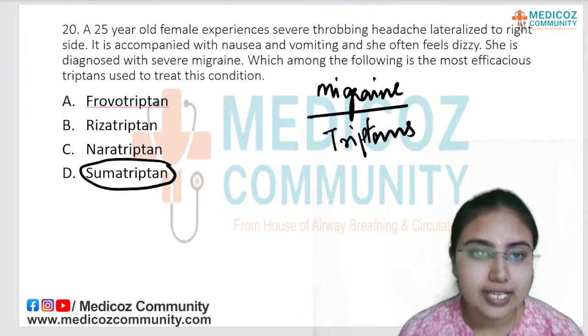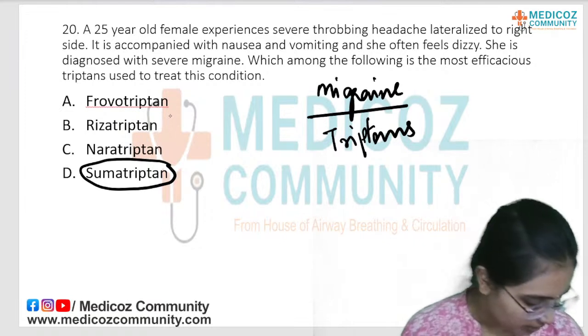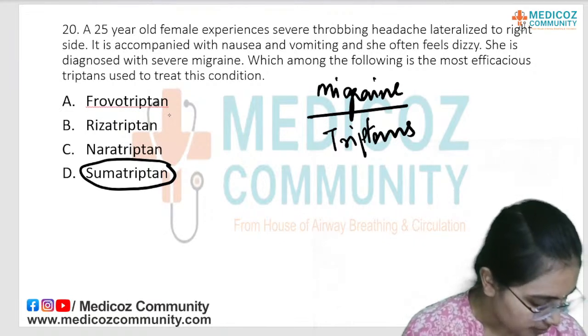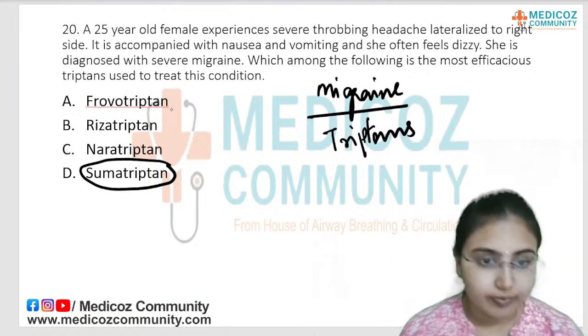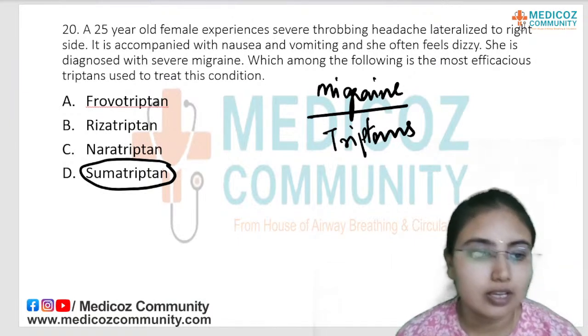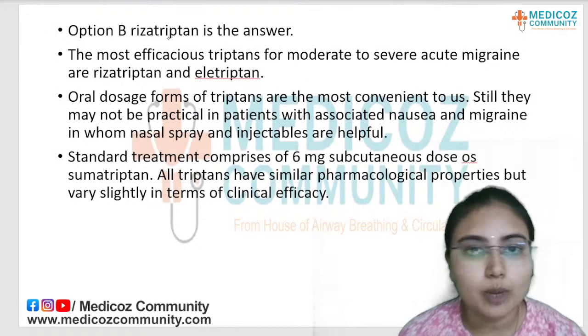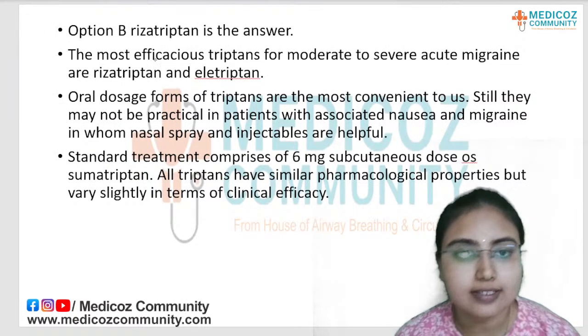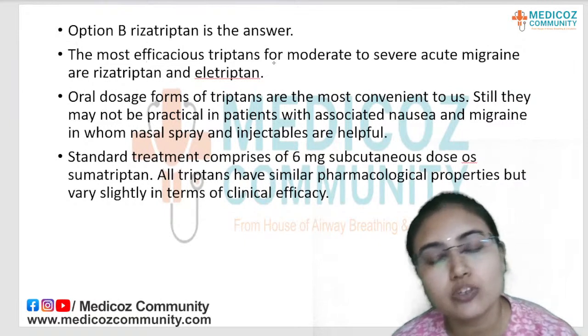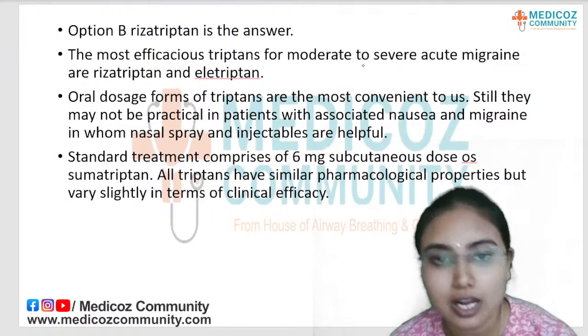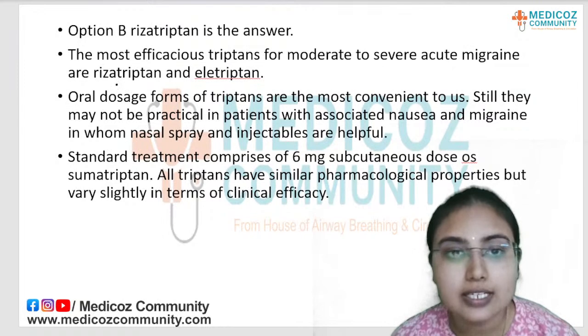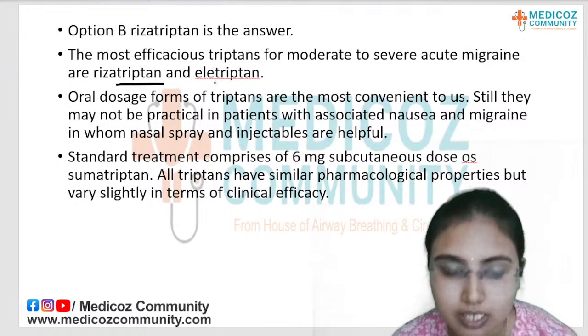Okay, Praveen Kumar says that it is B, Rizatriptan. Very good. Can anybody else attempt? Okay. So Praveen is right. Option B, Rizatriptan, is the answer. The most efficacious triptans for moderate to severe acute migraine are Rizatriptan and Eletriptan.